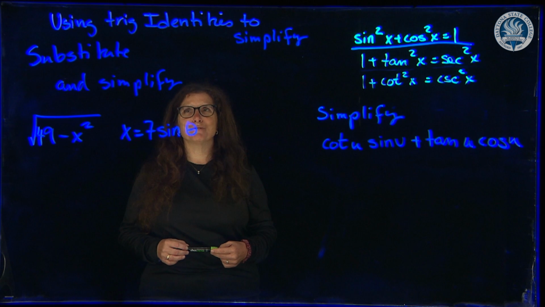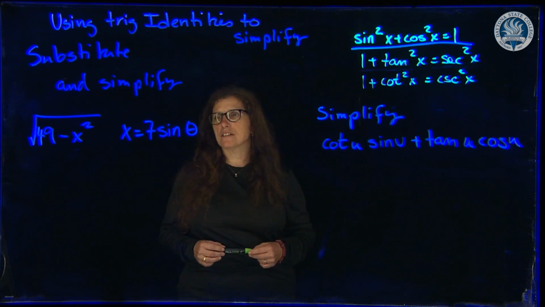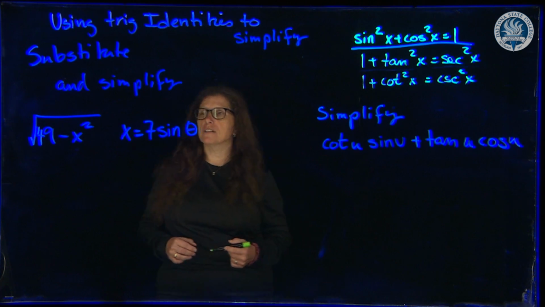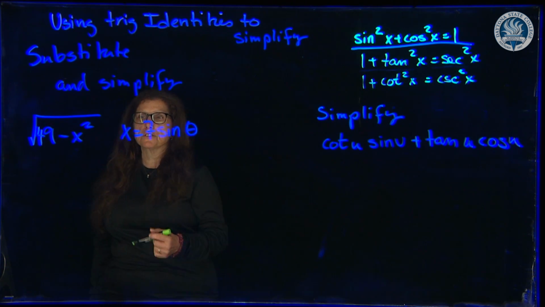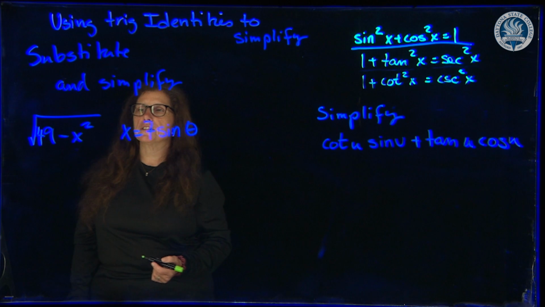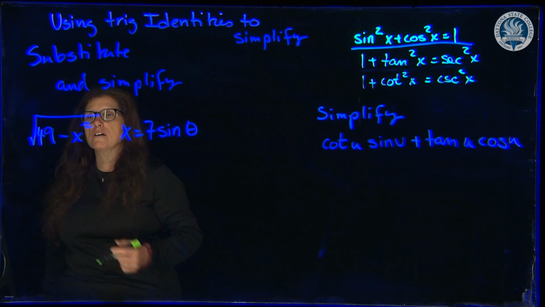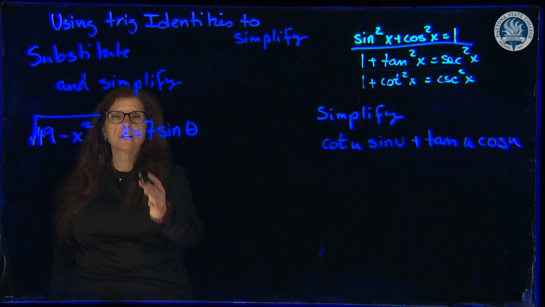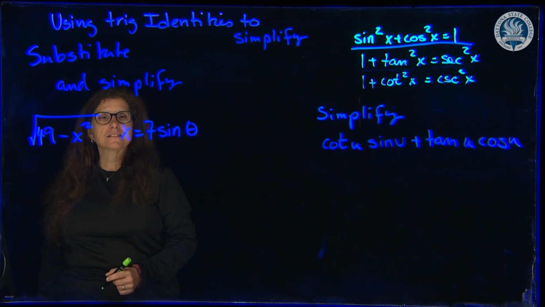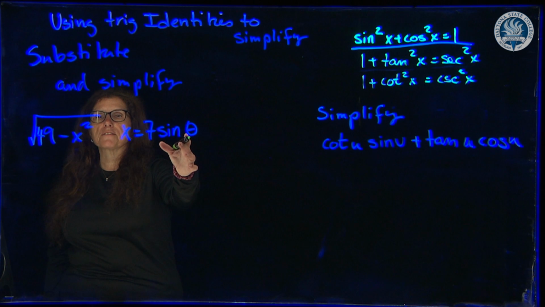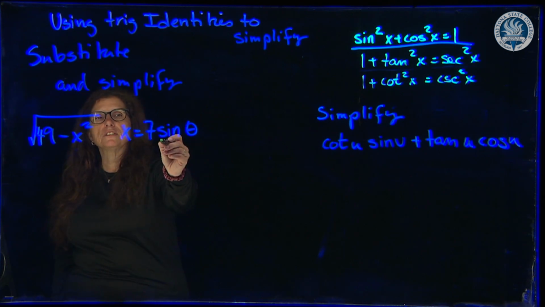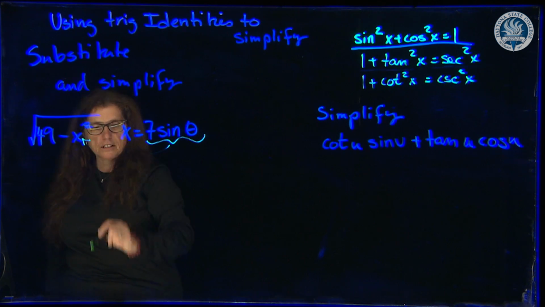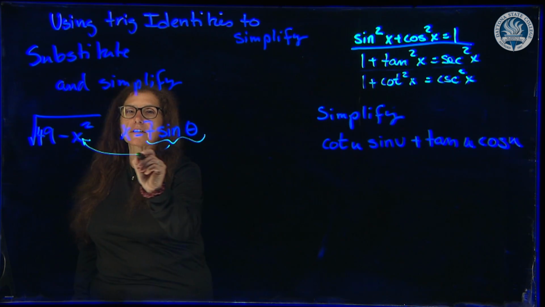Let's take a look at two more problems and how we use trig identities to simplify trigonometric expressions. So the first one is here we have to substitute. We have the square root of 49 minus x squared, and we say x is equal to 7 sine theta. What we need to do is substitute the 7 sine theta in place of x.